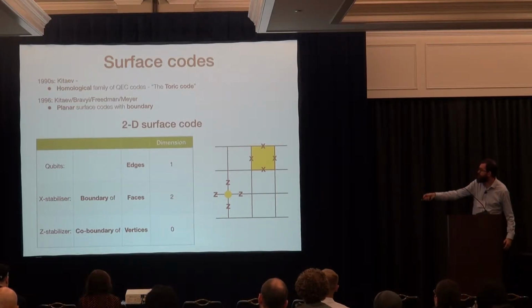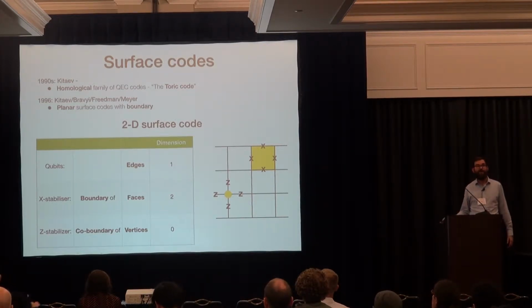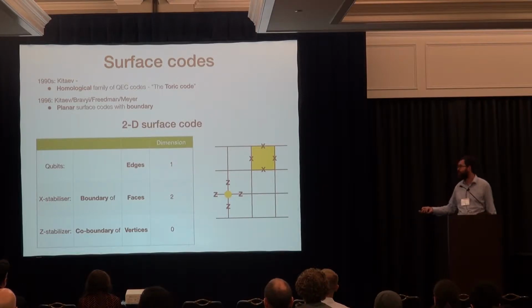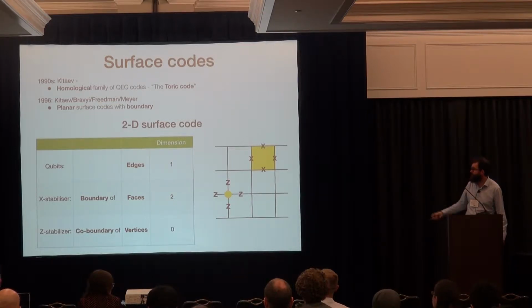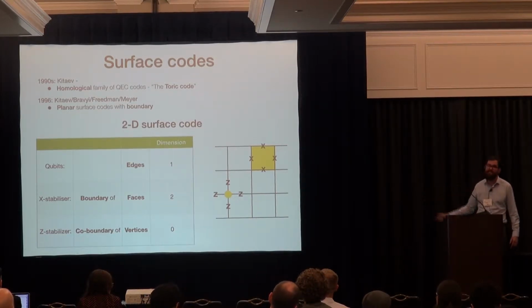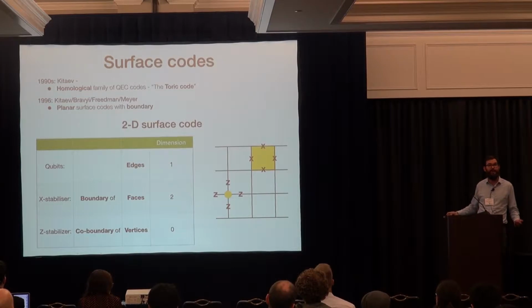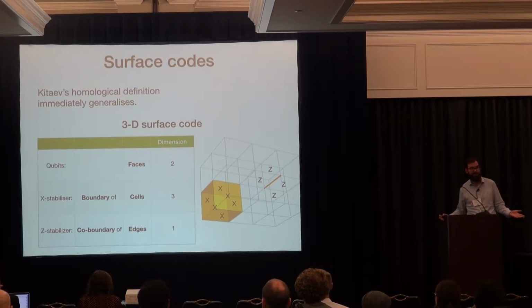Well, very similarly to the 2D code, where we place our qubits on edges, and the X generators of the stabilizer are represented by the boundary of faces, and the Z stabilizer represented by the co-boundary of vertices. And that basically means the edges of which the vertex lies at the boundary of the edge. So this construction generalizes to whichever spatial dimension you like.